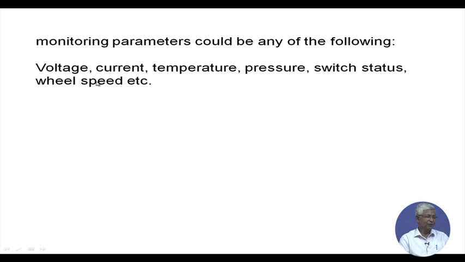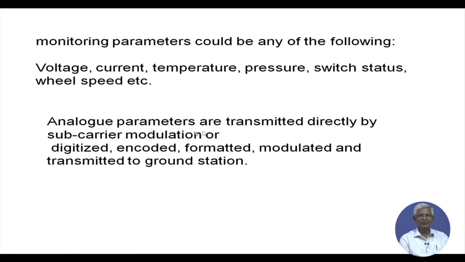Obviously the volume of data will be much smaller compared to the sensing data from other objects. So the monitoring parameter could be any of the following: circuit voltage, current of the circuit, the temperature, the pressure, the status of a switch, the wheel speed, or many other things. The analog parameters can be transmitted directly by subcarrier modulation, but more popular nowadays is to digitize these analog parameters, encode, format, modulate and transmit to the ground station, just like any other RF transmission.